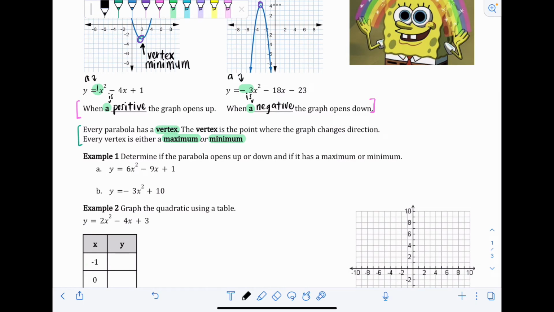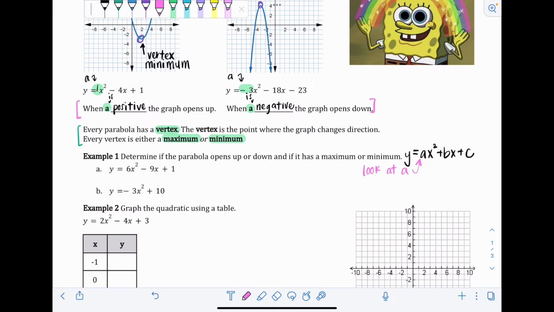Okay, so for example 1, determine if the parabola opens up or down and if it has a maximum or a minimum. So to determine both of these, we only need to look at the a value. So remember that a is always the coefficient of x squared. I'm going to rewrite the formula right here. So ax squared plus bx plus c, that is standard form. For this problem, we have to look at a. That's the only value that we need.